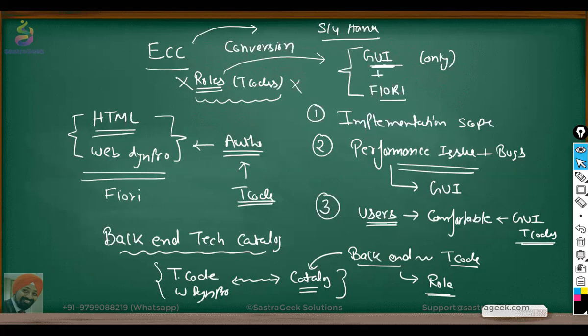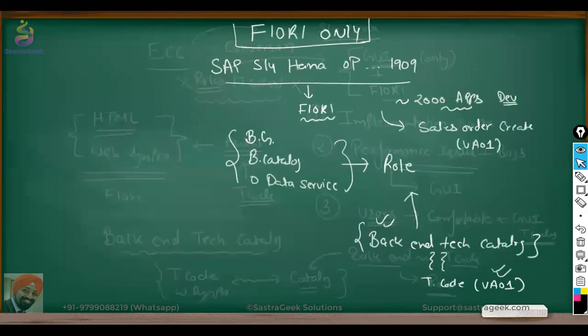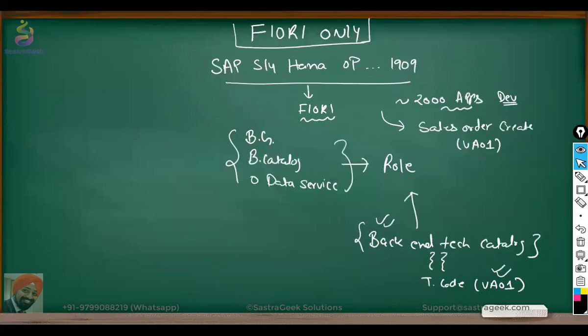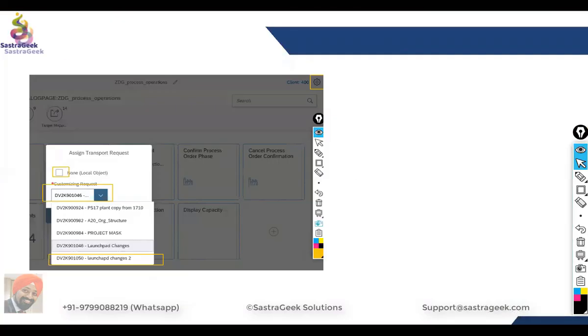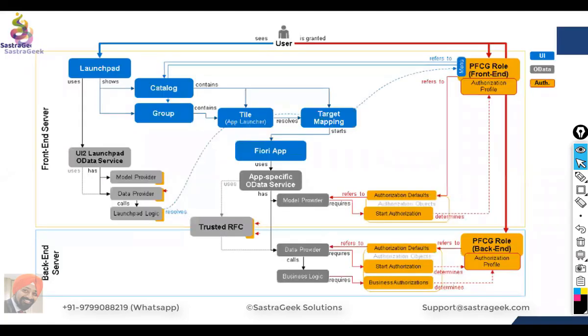Before going into the Fiori Designer, we also discussed how the roles and authorizations would work if we are using an SAP S4 HANA system with both GUI and Fiori, and if we are using only Fiori, how the concept of the backend technical catalog works. That also we have discussed. Then we jumped into our Fiori Designer.